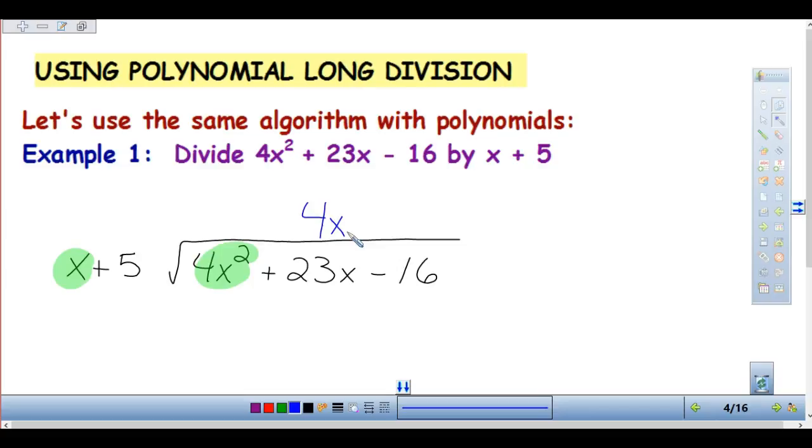Yeah. So now we take this and we multiply by both. Don't forget the 5. Sometimes people forget that. So we're going to multiply these, so we're going to get 4x squared plus 20x. Okay. You have to multiply by both. You're just distributing. Okay, then I'm going to switch my sign. Those both become negative. So now here, those are gone. I'm going to get 23x minus 20, so that's going to give me a 3x. I'm going to bring down my negative 16.